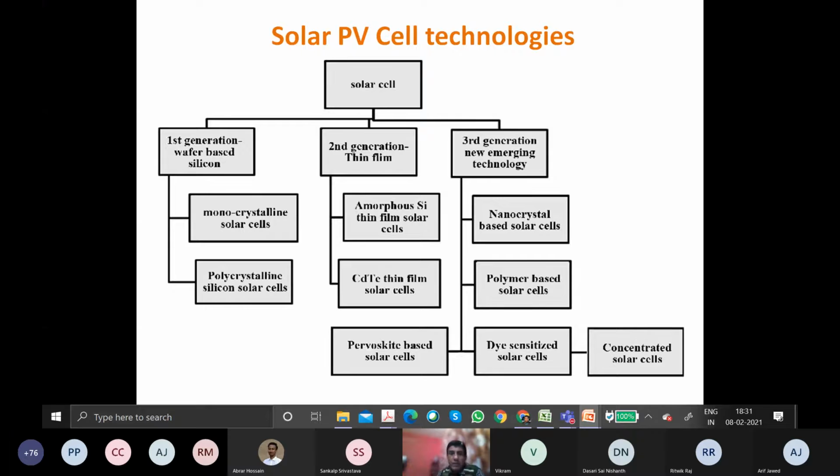It is not necessary to be. How many of you have seen the solar PV module physically? Physically means not in pictures. Just physically, have you touched it? Anyone? Yes, sir.